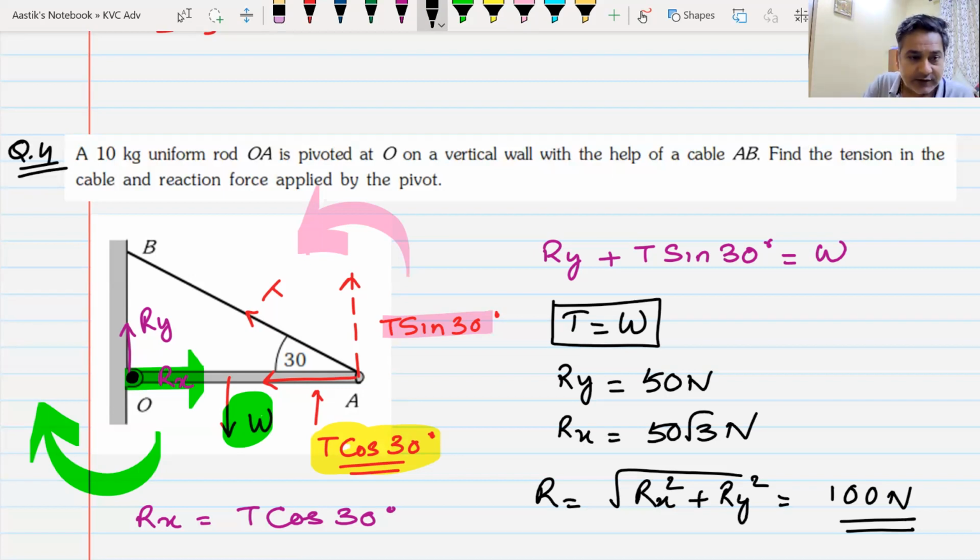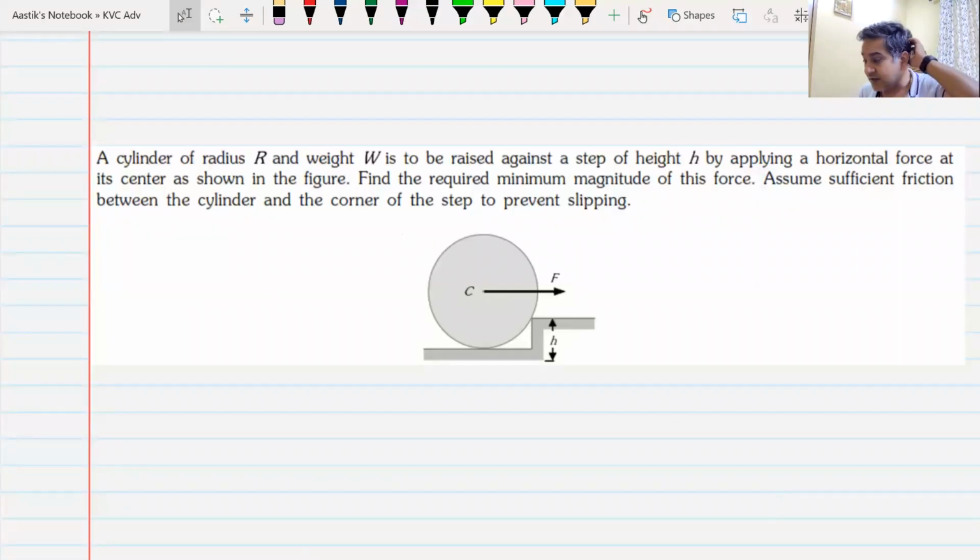Now this is one of the very famous questions. It has come in JEE many times. I think it came in JEE Advanced two years back. The only difference is it was not on a horizontal surface. It was on an inclined surface, but the concept remains the same. So this is the question and this is the language of the question.